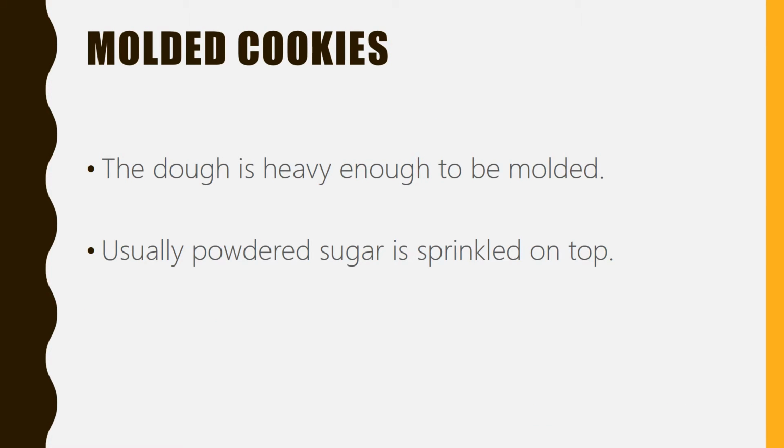Molded cookies. This dough is heavy enough to be formed or molded into balls, bars, or other shapes before being placed on a baking sheet. Molded cookies sometimes have powdered sugar sprinkled on top, which can be applied evenly by using a mesh tea strainer.